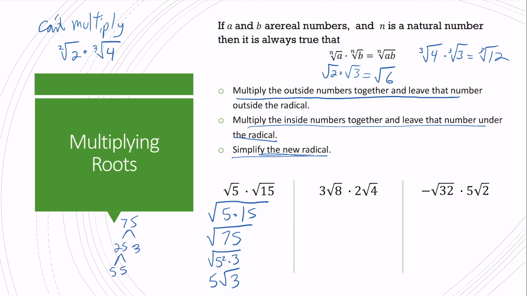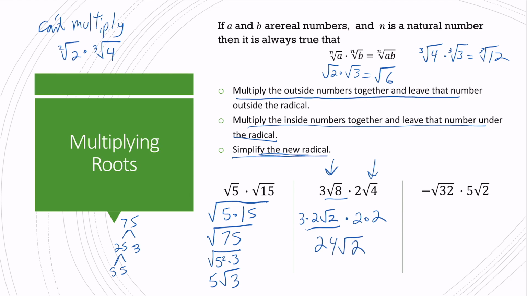For problems like this, we've got two options. I can simplify what's under the radical first, or I can simplify at the end. It's totally up to you. I prefer to get the simplification out of the way. The square root of 8 is going to be 2 root 2. And then I've got 2 times the square root of 4, which is just 2. So now I have 3 times 2 times 2 times 2. Well, that gives me 6. 6 times 2 is 12, times 2 is 24. I've got 24 root 2.